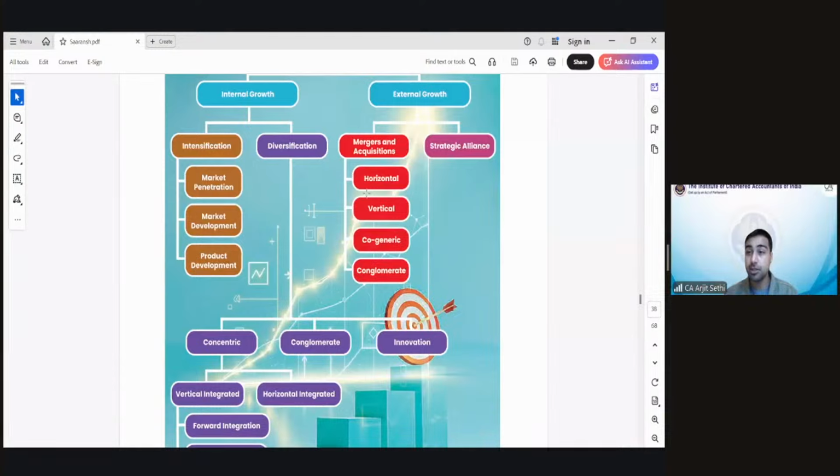Marriage is a merger. It's not a strategic alliance. It's not a joint venture. It's a merger. You merge. Both the parties come together, work together, and become one, right? Acquisition is where one party buys the other party and says things will happen my way.